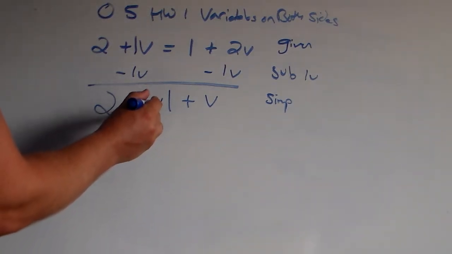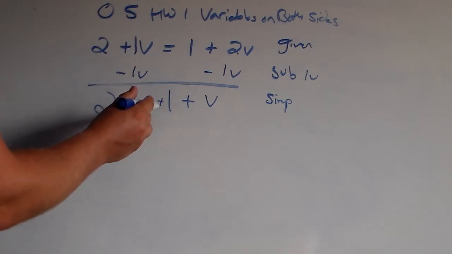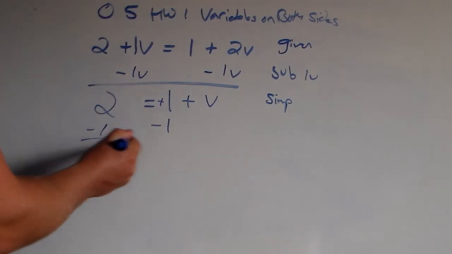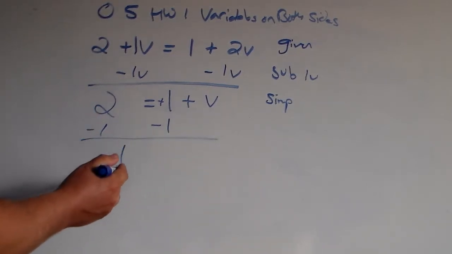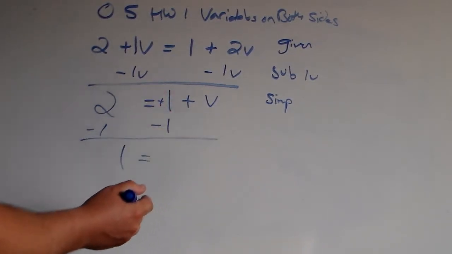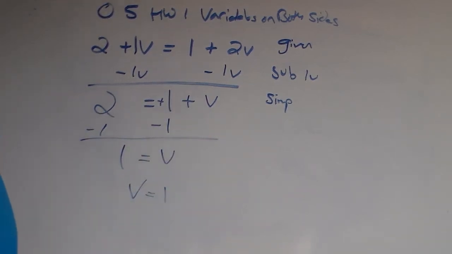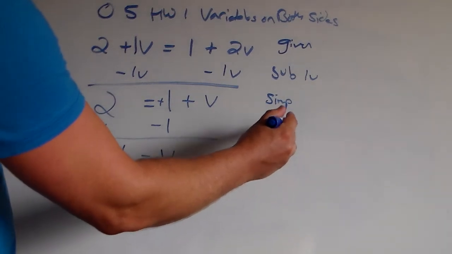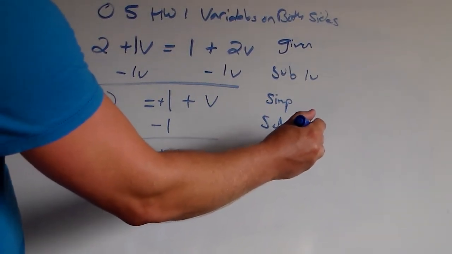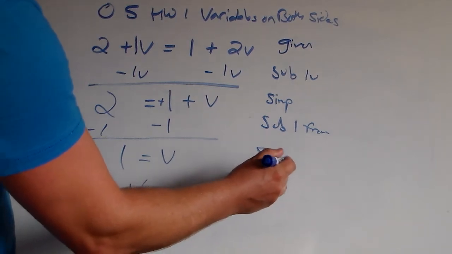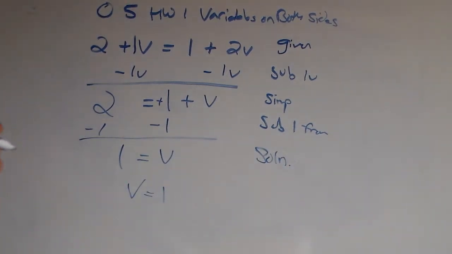Then, there's an imaginary 1, imaginary plus sign in front of that 1, pardon me. So, inverse operations, subtract 1 from both sides. 2 minus 1 gets us 1. The 1's cancel out, and we carry down our v. So we have v equals 1. This is subtract 1 from both sides of the equation. And then, solution, v equals 1 for problem number 3.